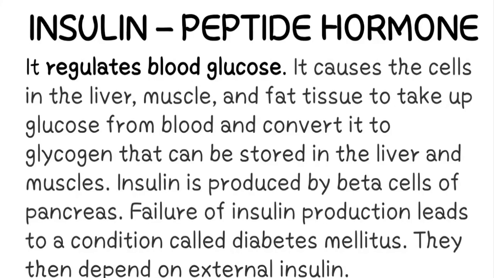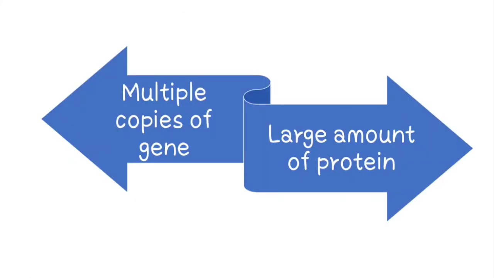In case of diabetes mellitus, the level of glucose in the blood increases. That is, this glucose cannot be converted into glycogen. And then these people need to be given external insulin in some cases. But when I talk about external insulin, and cases are so many nowadays, we might need a lot of insulin. So for that, we might need multiple copies of this gene, or we might need a large amount of this protein, right?